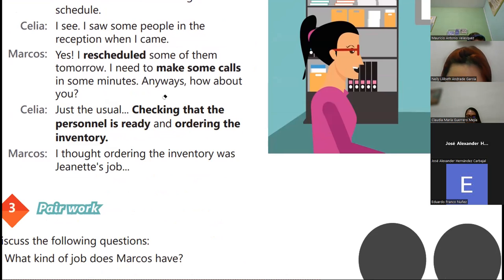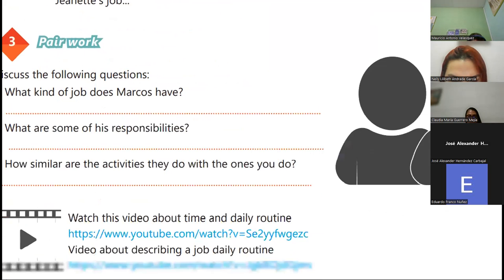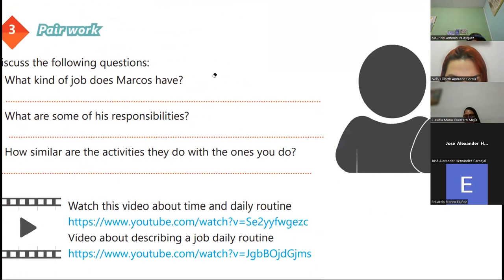What are Celia's responsibilities? Check the personnel. And what else? Inventory. All right, there you go. So we are using ing to name the activities, or the responsibilities. Okay, how similar are the activities they do with the ones you do?